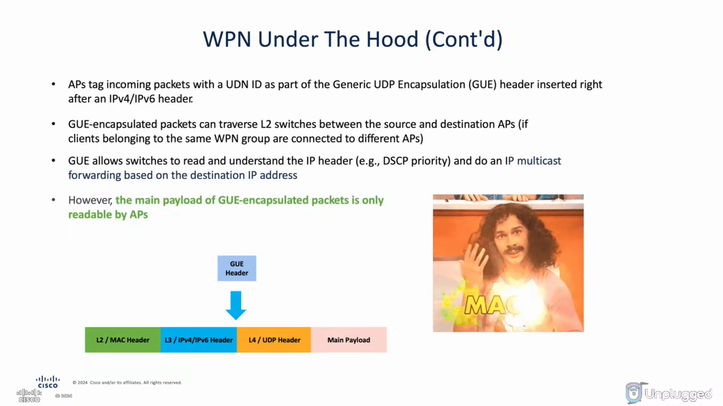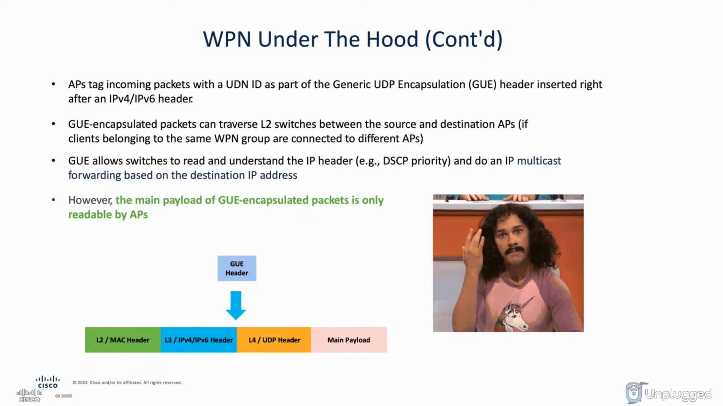Now that's ultimately how all this comes together. At the end of the day, that GUE encapsulated packet is only readable by the APs themselves. So everything just traverses across the network. There's nothing special needed on the wired side to make all this work. As you can see here in this picture, this is the Meraki magic that comes into play to make all this happen.